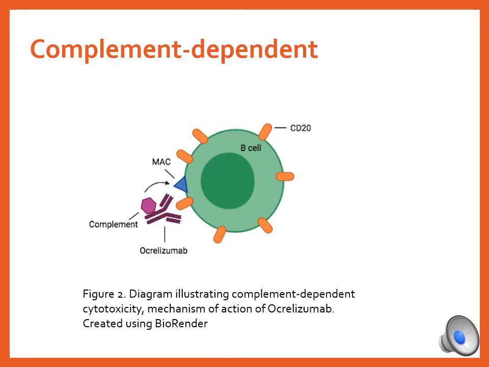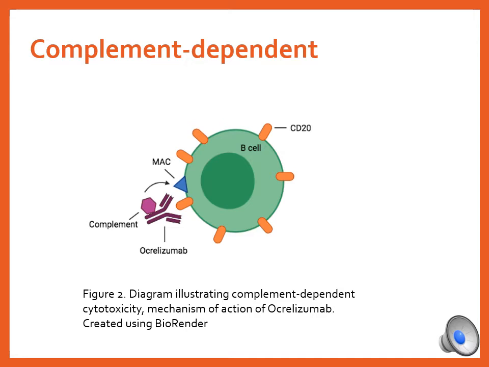The first suggested mechanism is complement-dependent cytotoxicity. Complement-dependent cytotoxicity is the mechanism by which antibody-coated target cells, which in this case would be the anti-CD20 monoclonal antibodies, recruit and activate components of the complement cascade.